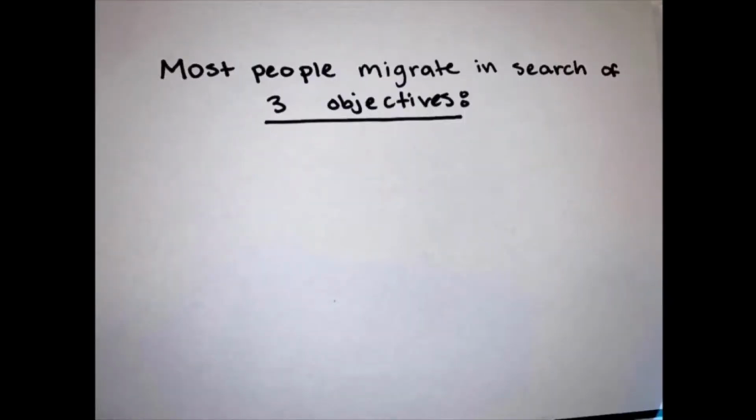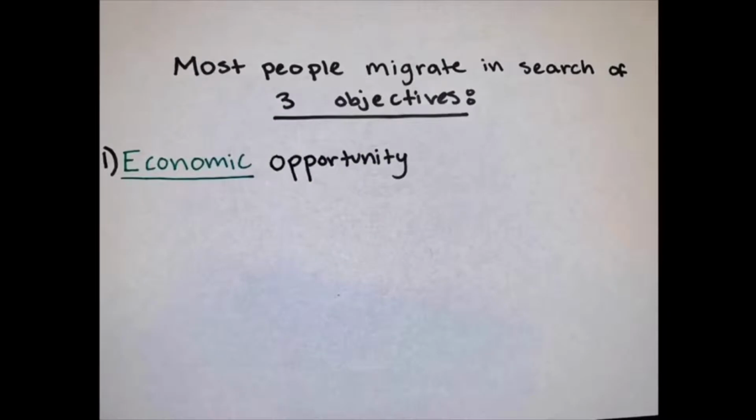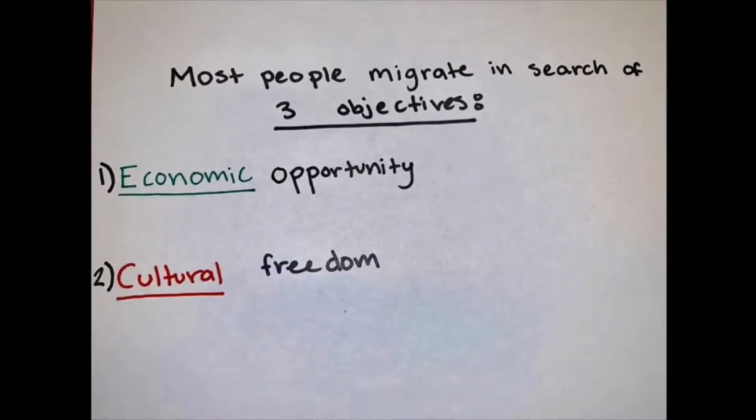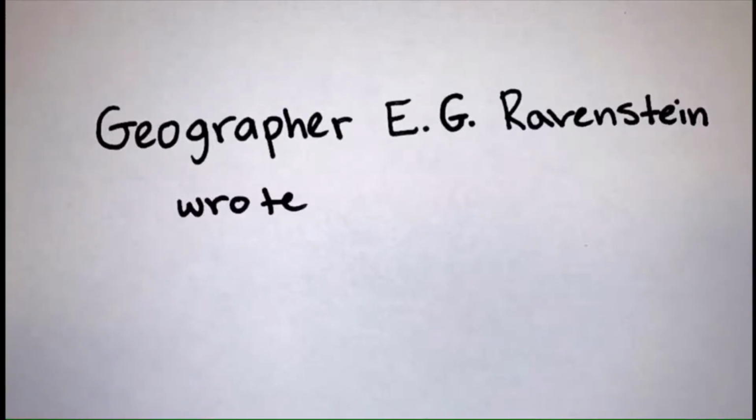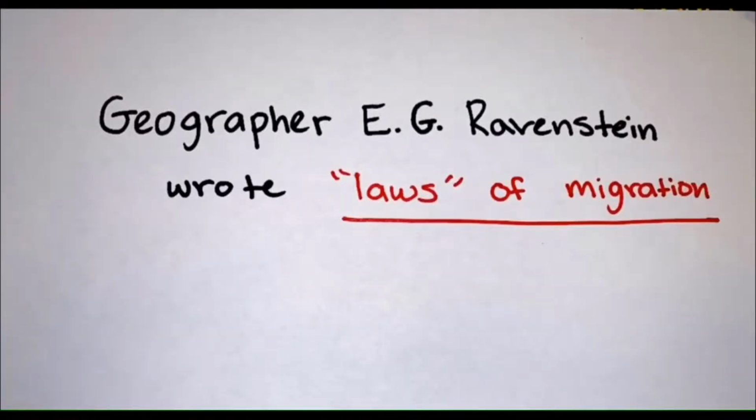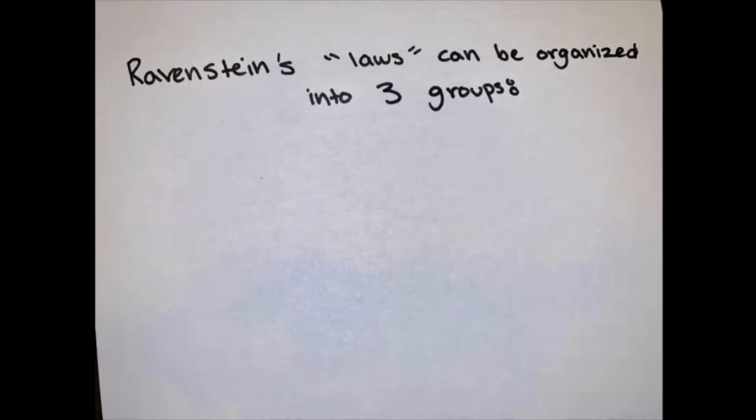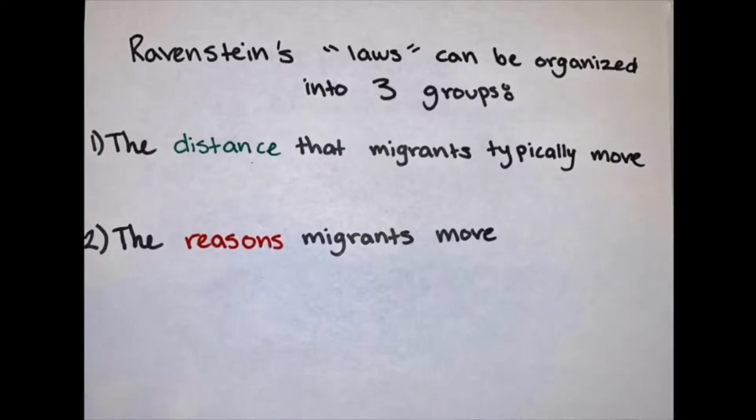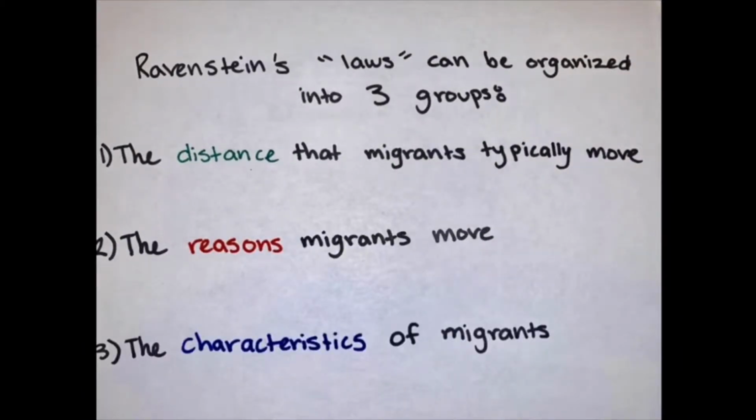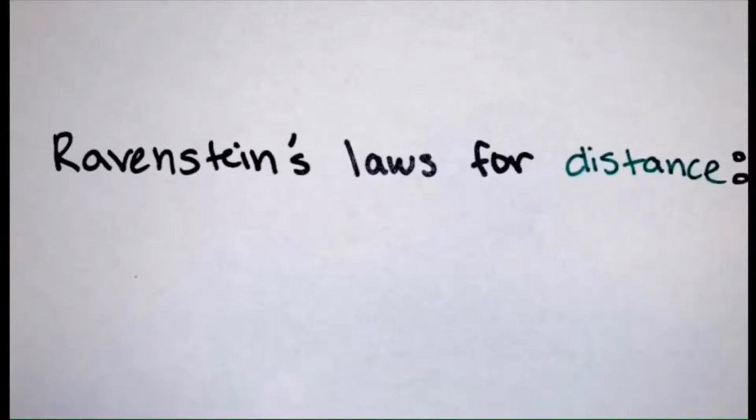Most people migrate in search of three objectives: economic opportunity, cultural freedom, and environmental comfort. This chapter will later on explain the reasons why people migrate. In the late 19th century, an outline of migration laws was written by geographer E.G. Ravenstein. Ravenstein's laws can be organized into three groups: the distance that migrants typically move, the reasons migrants move, and the characteristics of migrants. In Key Issue 1, we are specifically focusing on Ravenstein's laws for distance.